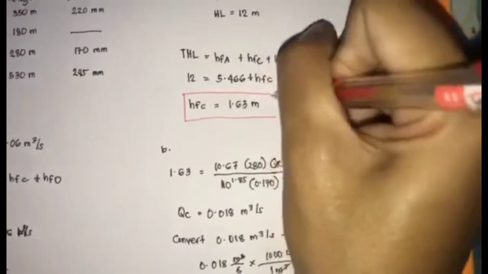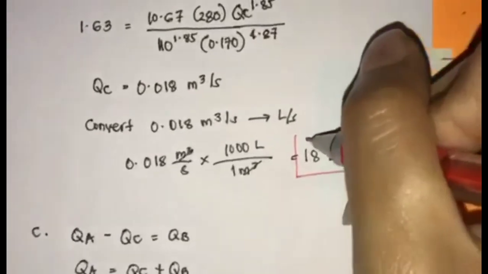Now we're done. We already have the value of head loss in C, the flow in line C, and the diameter in line B.